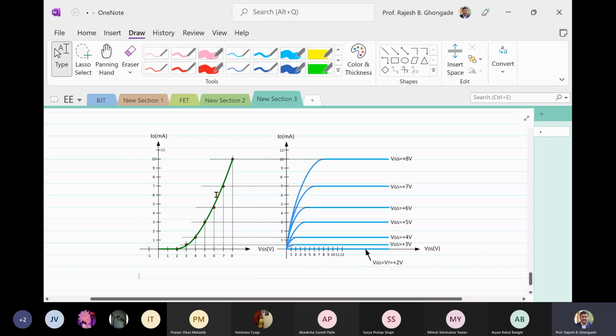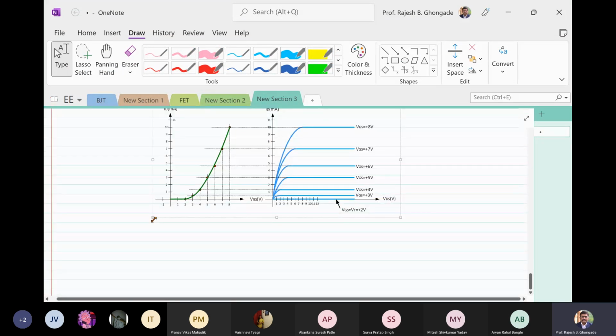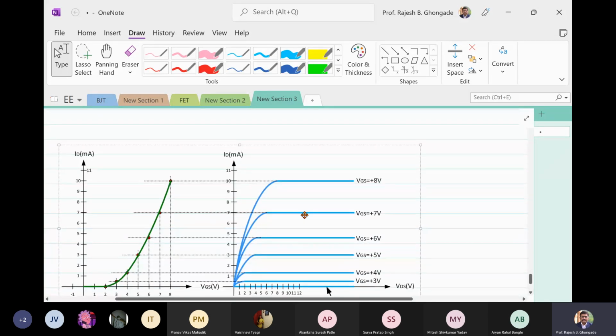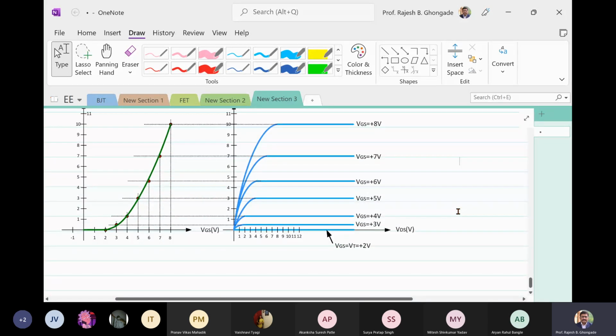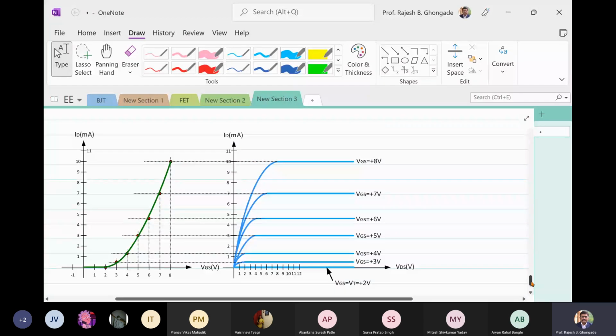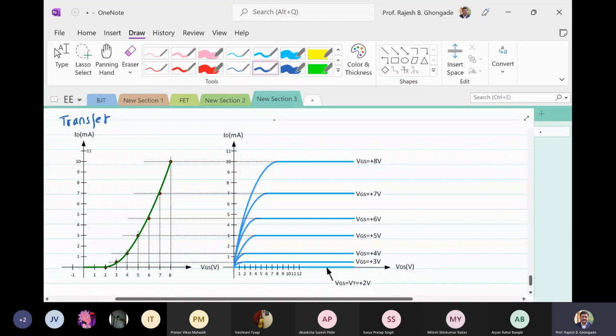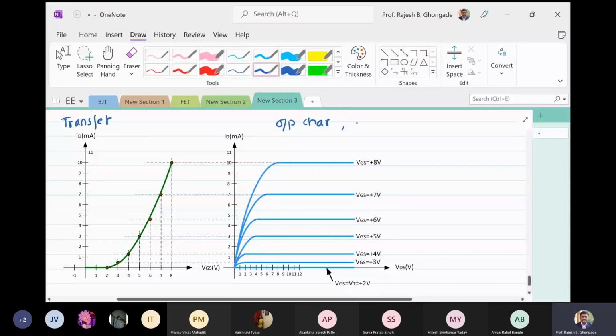So here are the characteristics. Now look at the characteristics carefully. What you see here, we actually have two characteristics laid side by side. Those are the input characteristics. No, let us not say it is the input characteristics. These are the transfer characteristics, and these are the output characteristics, also called the drain characteristics.